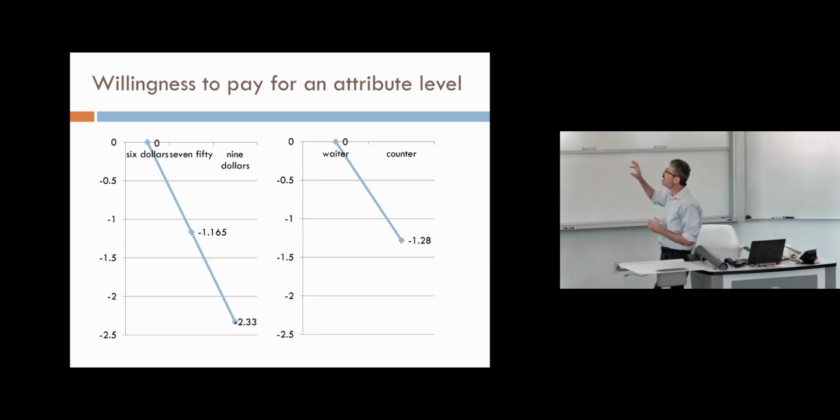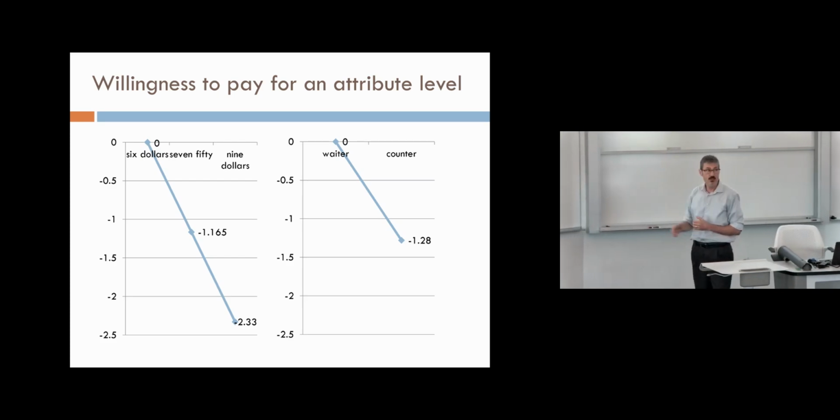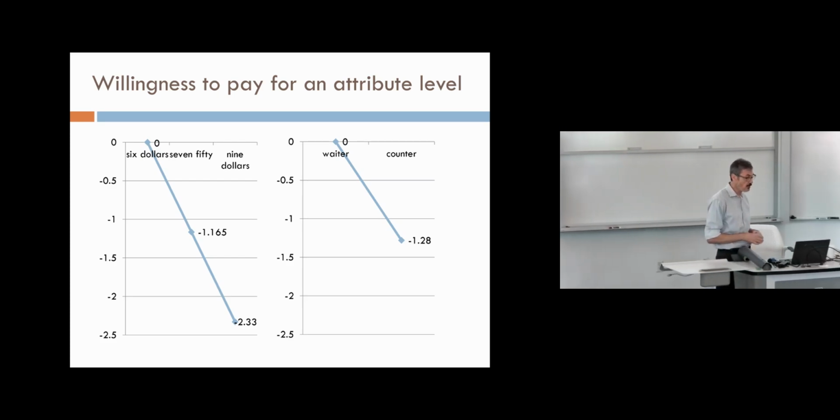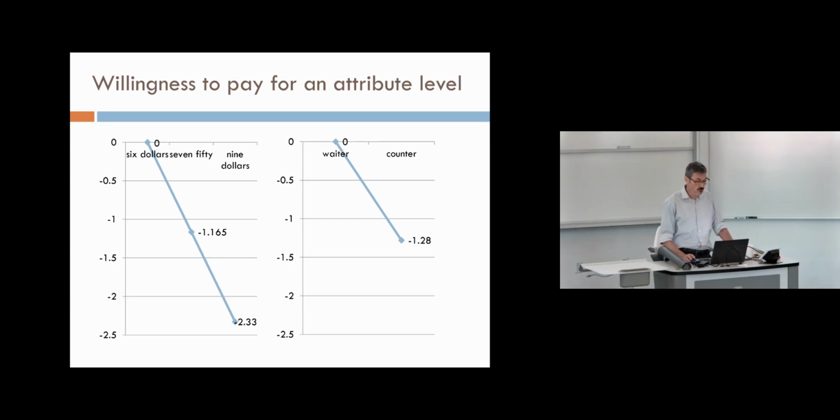So given this information, how do I figure out what it is that I'm willing to pay for waiter service over counter service? How might I figure this out? So here's my part worth for $7.50. Here's my part worth for $9, negative 2.33. So as the price increases, I get less and less happy. But I actually have some information here because the price has gone up by how many dollars?